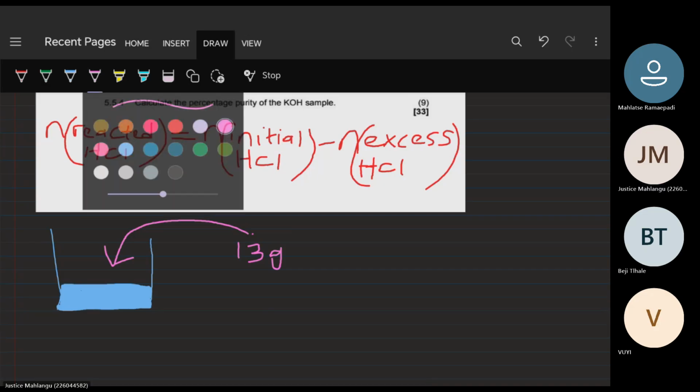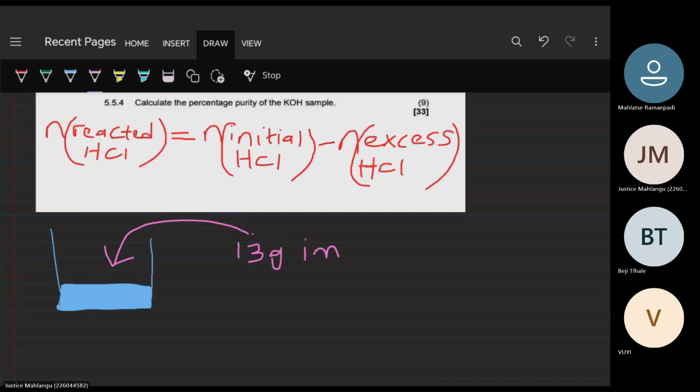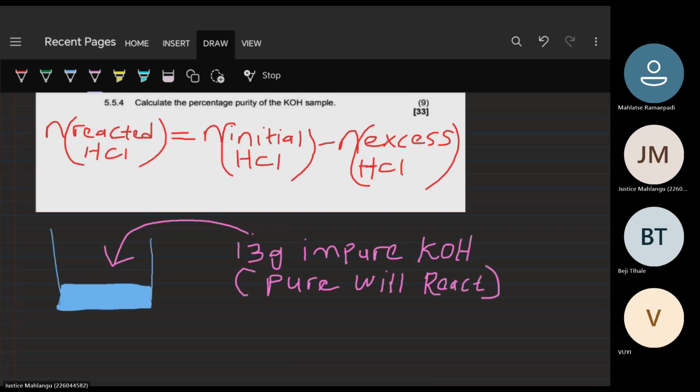13 gram of impure potassium hydroxide. And we only know that from this impure, only the pure will react. The pure potassium hydroxide will react, but the impure one won't react. Only the pure will react. Okay, so if you are no longer seeing the screen, you must say it, right?